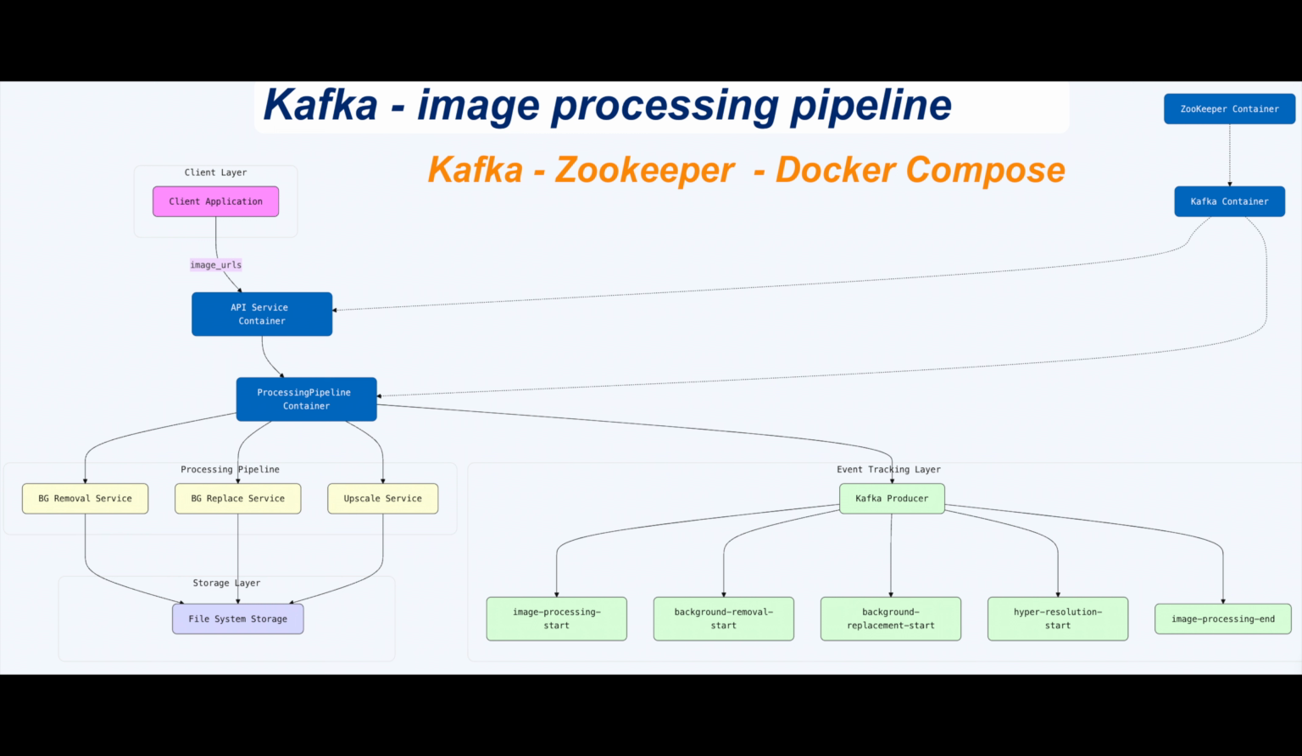Then a producer application sends messages to a Kafka topic. In our case, it will send image URLs to be processed. And then the consumer application receives the messages from the Kafka topic and processes the images by performing tasks like background removal, background replacement, and upscaling. And then finally, the processing services. These are API services that perform specific image processing tasks. They are invoked by the consumer application to process the images as per the requirements.